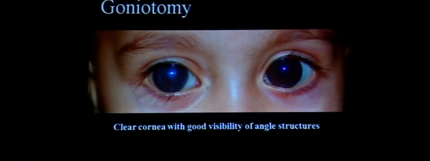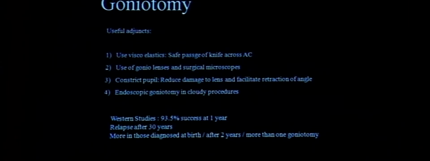Clear cornea is one of the prerequisites to doing a good goniotomy. The use of viscoelastics to facilitate a safe passage across the anterior chamber, gonio lenses, and surgical microscopes have enhanced surgical outcomes. You can use pilocarpine before and after the surgery. Even an endoscopic goniotomy has now been tried. But I think the biggest limitation in the Indian scenario is the fact that most of our patients present with cloudy corneas, and that decreases the success rate or the viability of doing a good goniotomy.